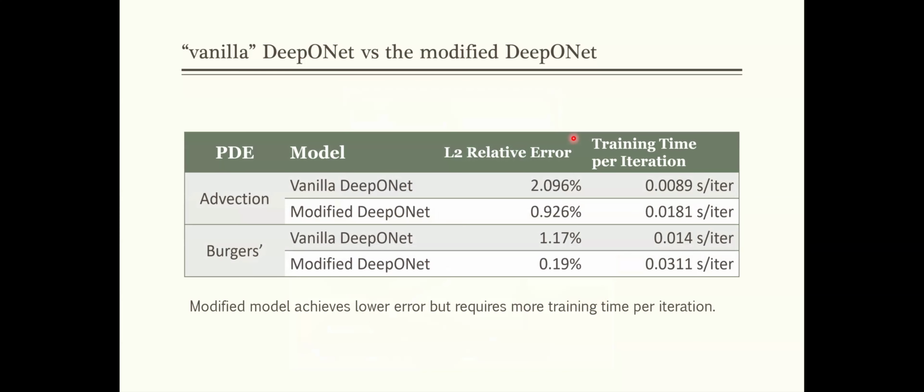Here we can see some quantitative comparison of the vanilla DeepONet and the modified DeepONet. For the advection equation, the vanilla DeepONet reaches about 2% relative error. But the modified DeepONet reduces it to below 1%, although each training iteration takes more than 2 times longer. For the Burgers equation, we observe a similar pattern. The modified DeepONet achieves about 6 times lower error, again with a higher computational cost. So overall, we see a trade-off clearly. Higher accuracy comes with a higher computational cost.